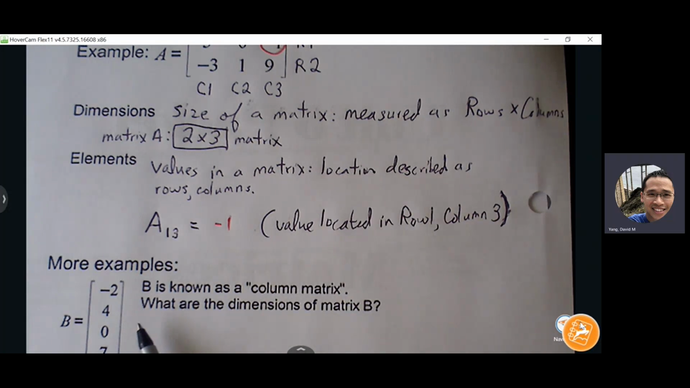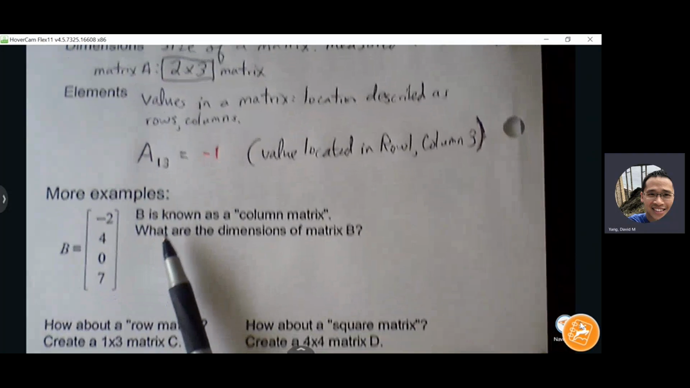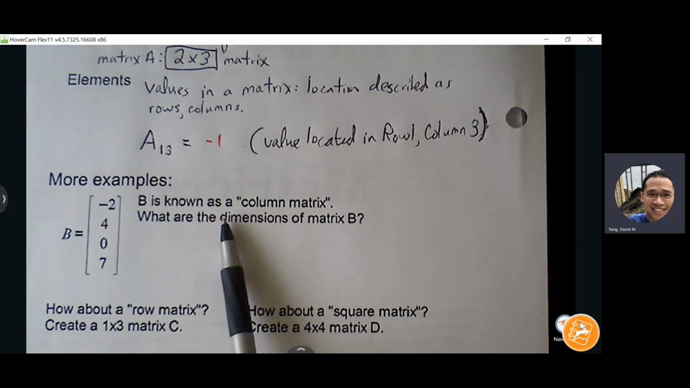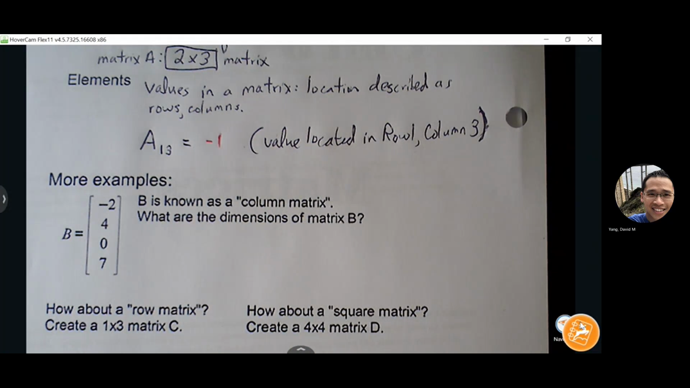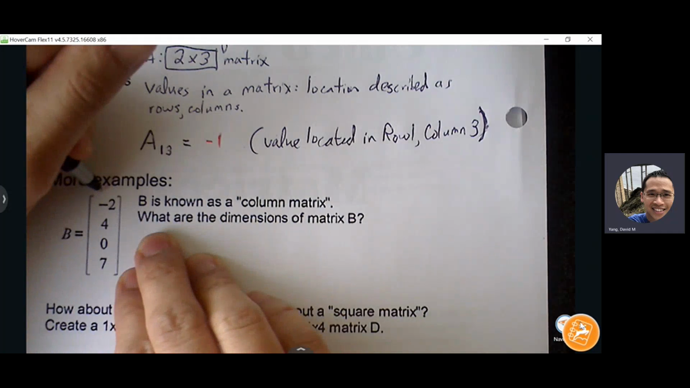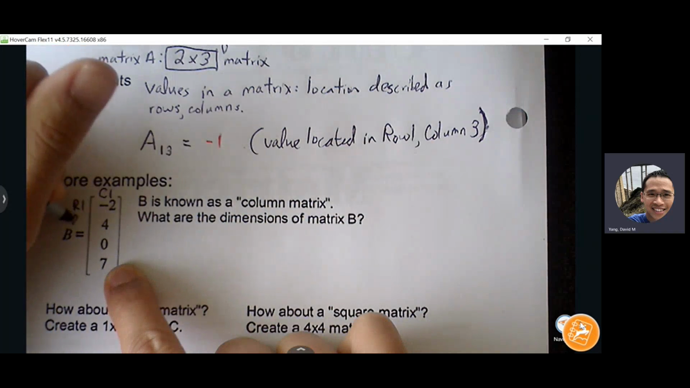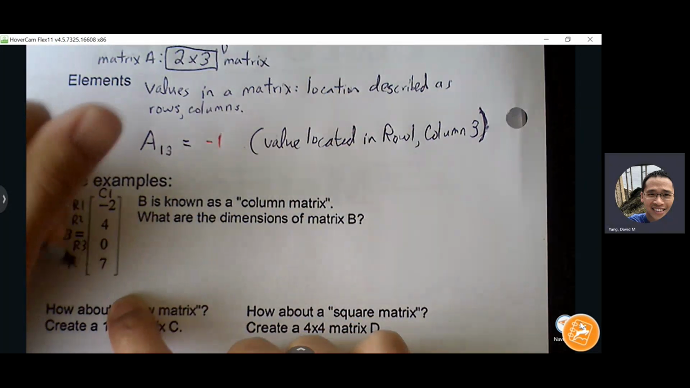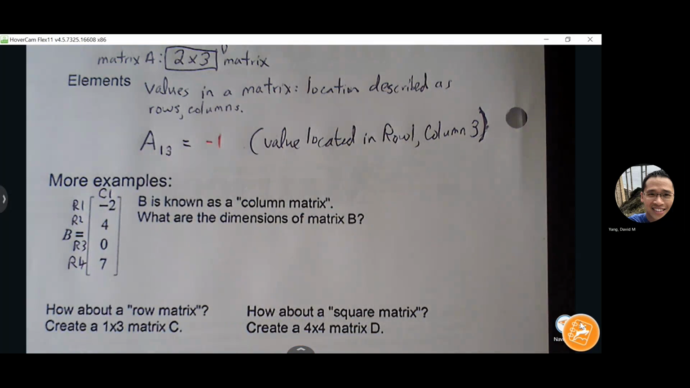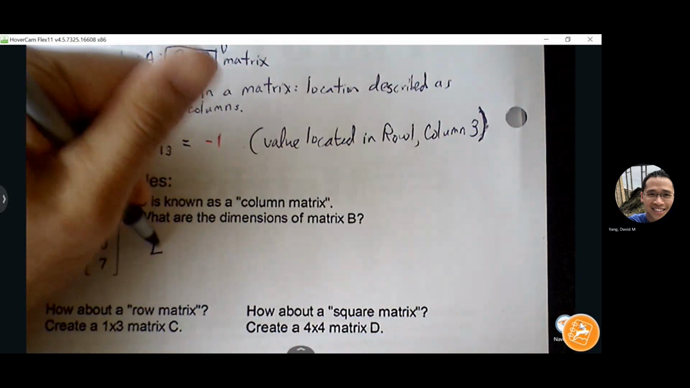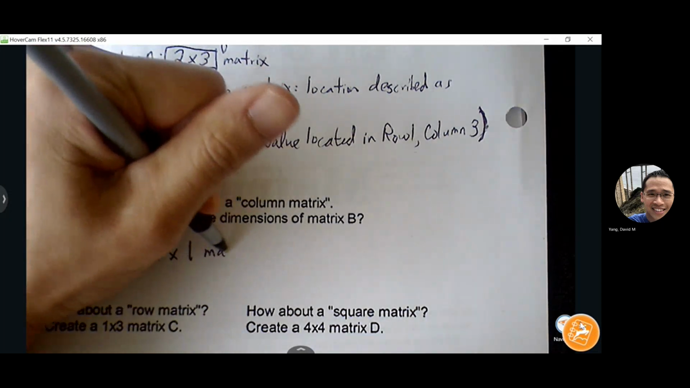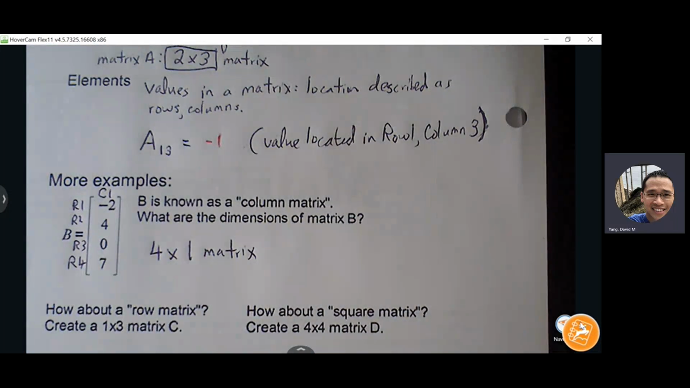Okay, so next example here. Matrix B is known as a column matrix because it's a matrix with only one column. So this is column 1, because that's the only column there is. This is row 1, row 2, row 3, row 4. So what do you think the dimension of this matrix will be? Right, row followed by column, 4 by 1 matrix. Four rows, 1 column.